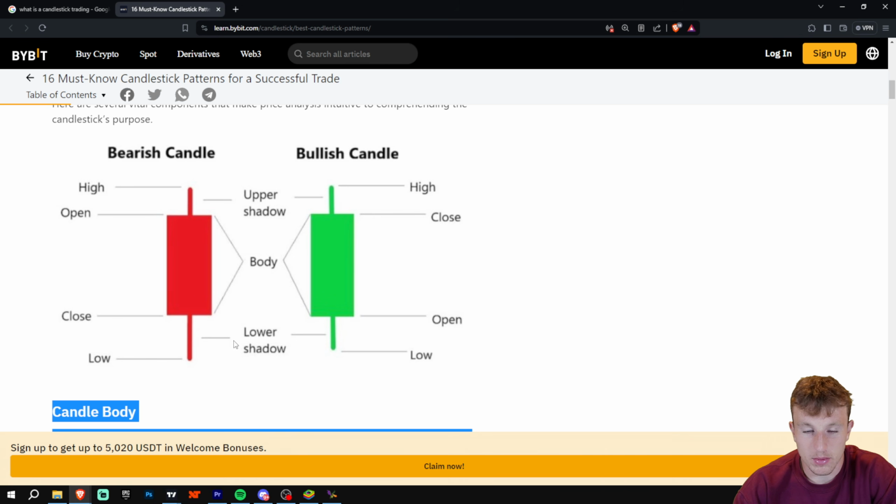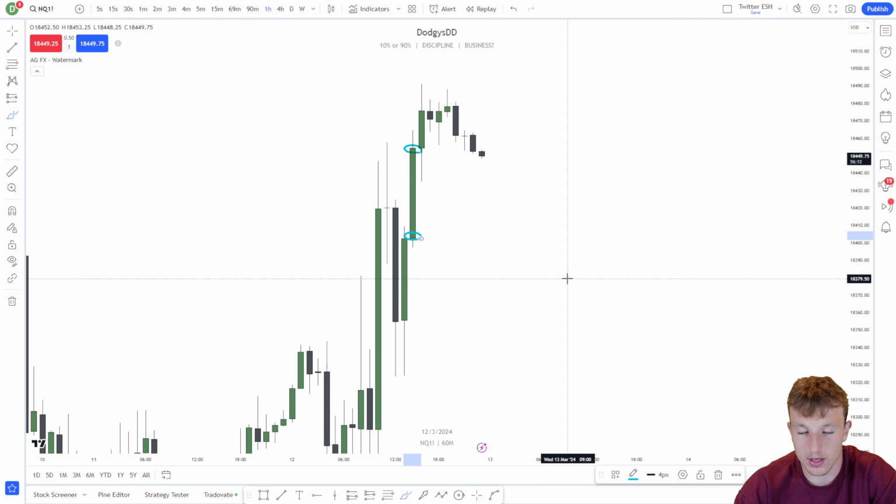You can see how easy it is to look, and this is the high of the candle where we wick up. This is where the candle closes, so this is the closing price of the candle. This is the opening price of a candle, and this is the low of the candle. I would recommend just studying that for a little bit and maybe saving that to your chart.